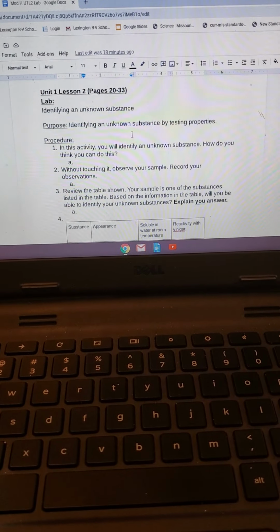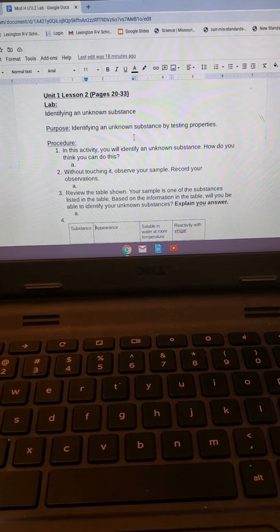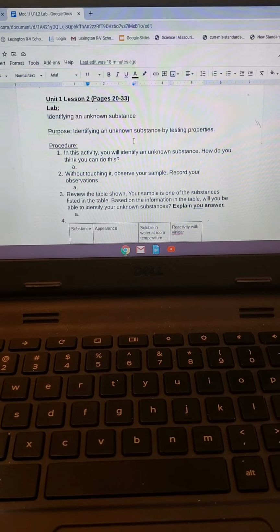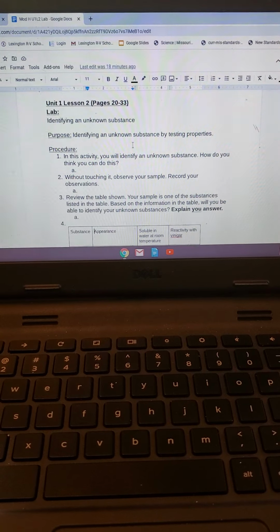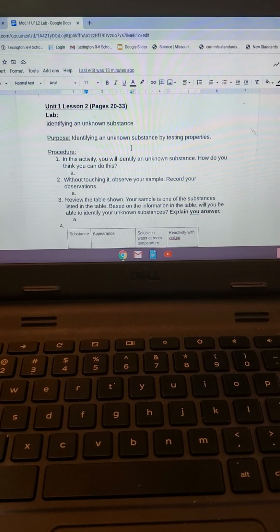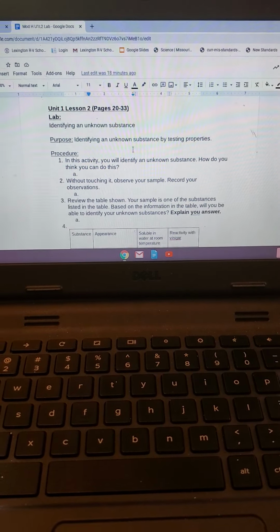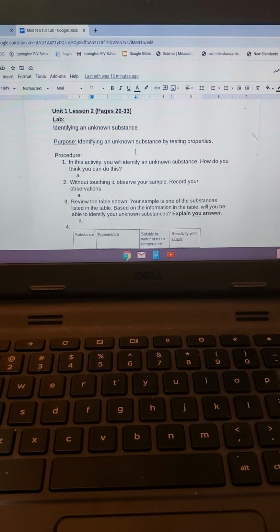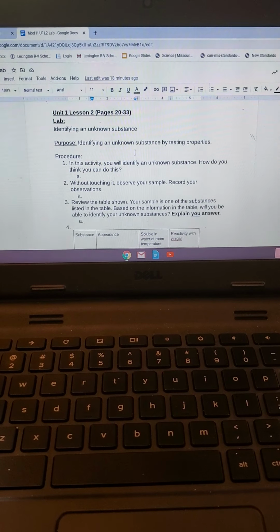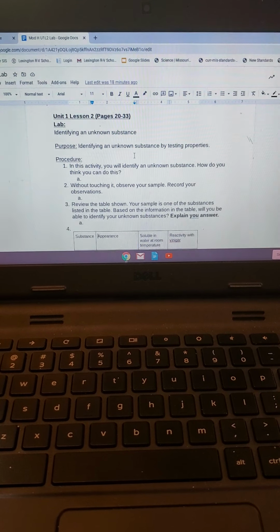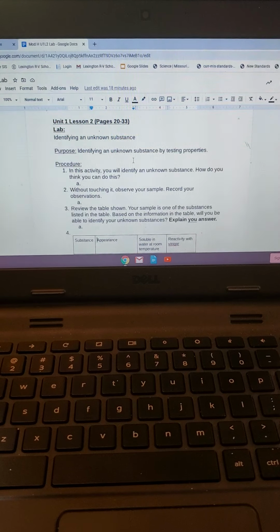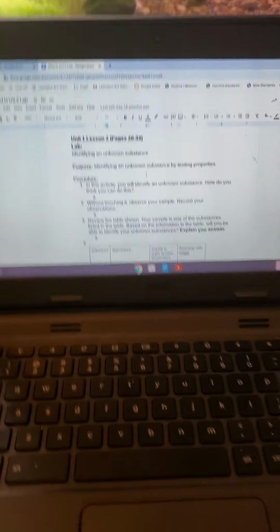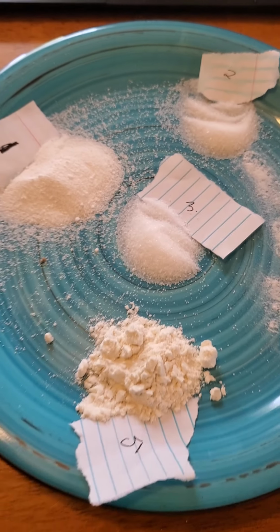Okay, and then the second one is, without touching it, observe your sample and record your observations. Since you're probably absent or something else, I'm going to show you all of the substances and you can pick which one you would like to record and test and base this lab off of. So it's completely up to you. You can pick whichever one you want, but I'm going to describe each one and tell you what's up with it. So let's start off with substance 1, or actually here's all of them together.